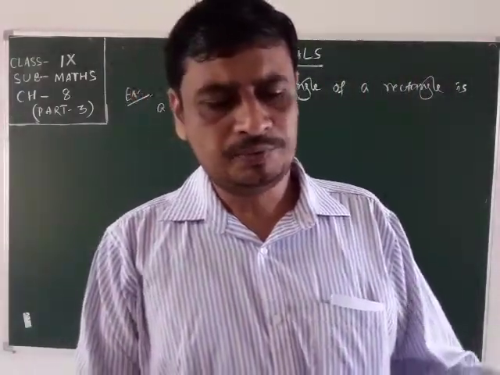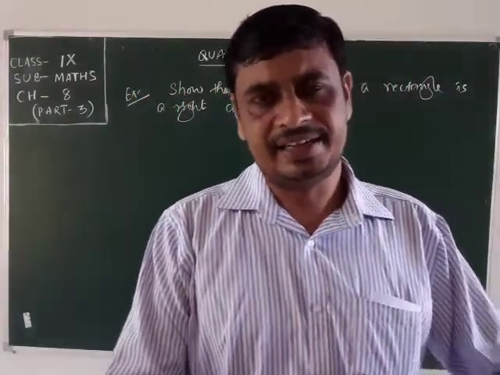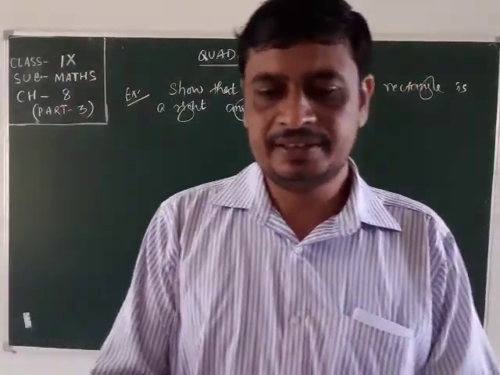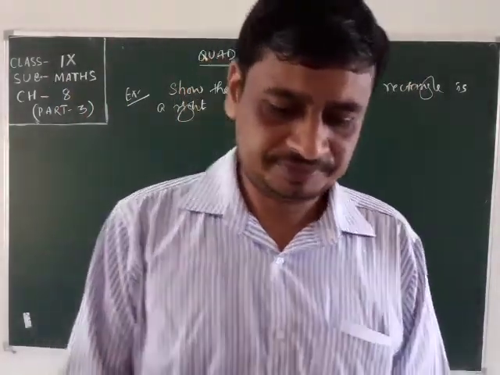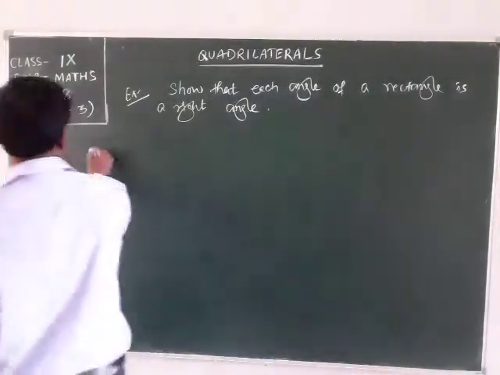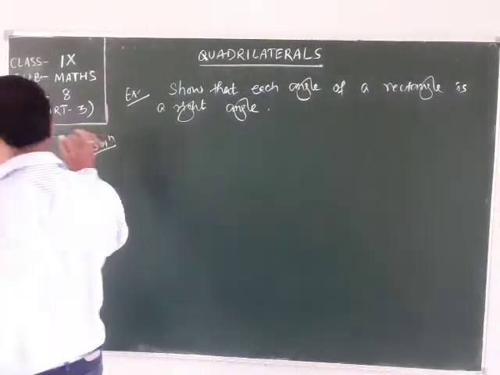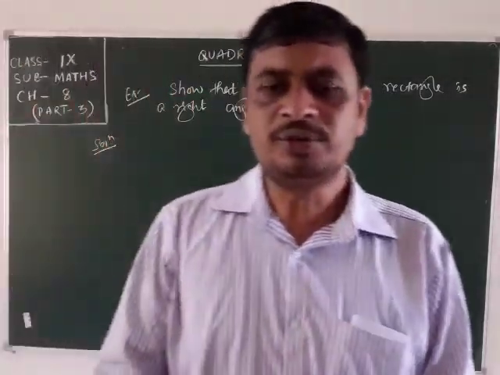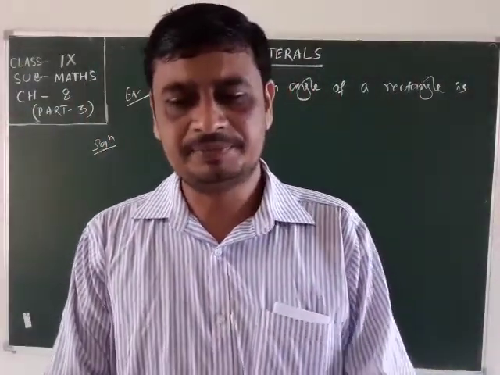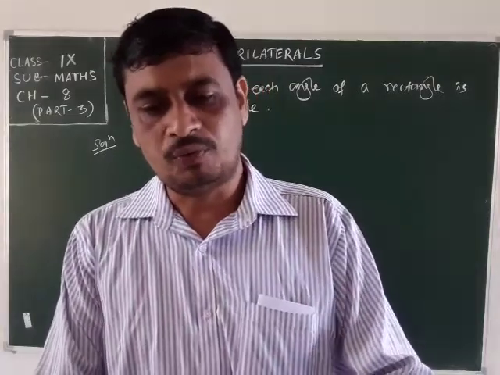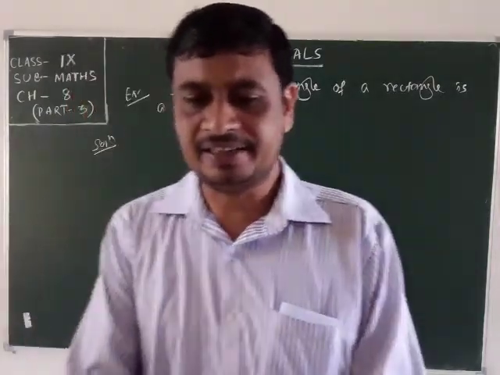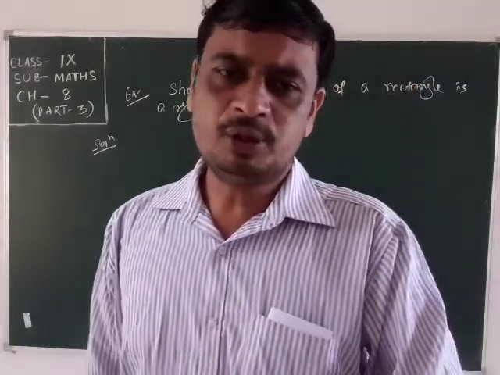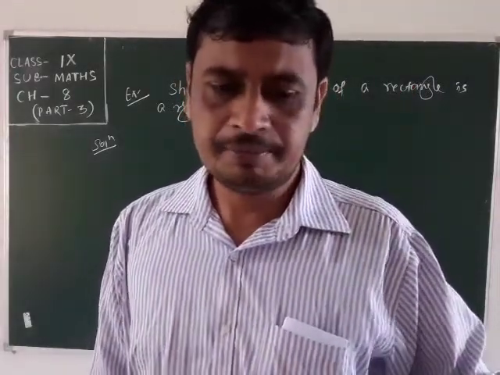We have to show that each and every angle in the case of a rectangle is 90 degrees. So how do we show it? Solution. What is a rectangle? First we have to know. A rectangle is a parallelogram in which one of the angles is a right angle. And all of you know the properties of a parallelogram.